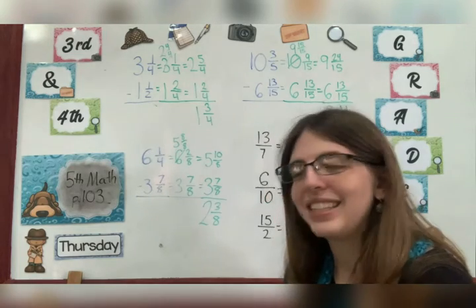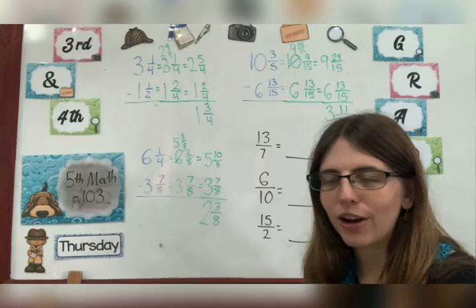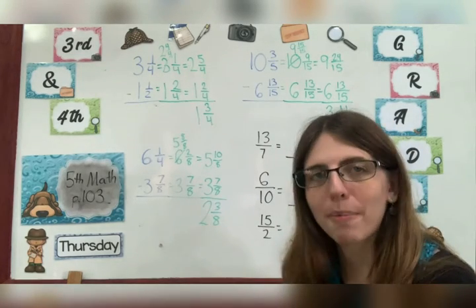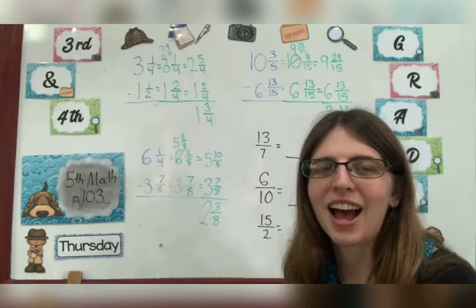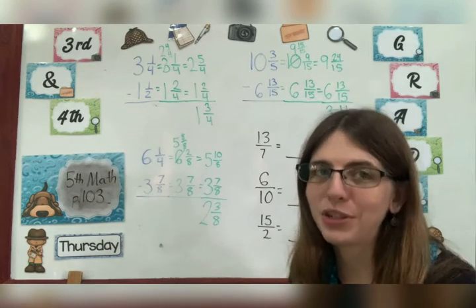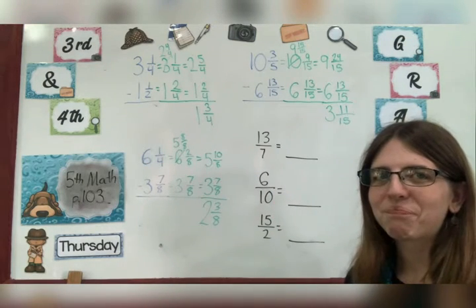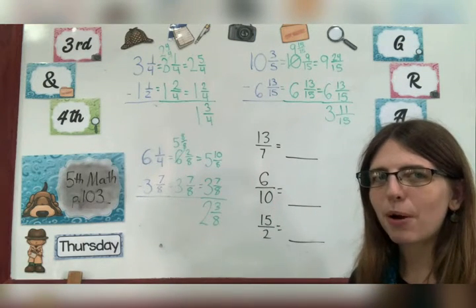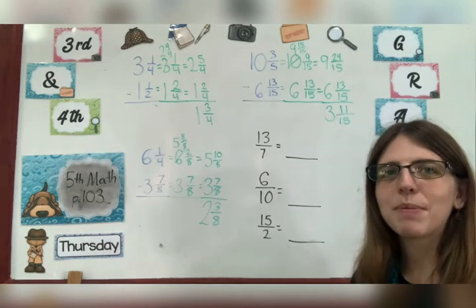Number 3 says simplify these fractions. So that means if it's improper, you need to make it proper. Well, we'll talk about that in a second. If it's proper, you need to reduce it. All right, let's look at this first one. 13 over 7. Improper or proper? Improper, because the top number is bigger.